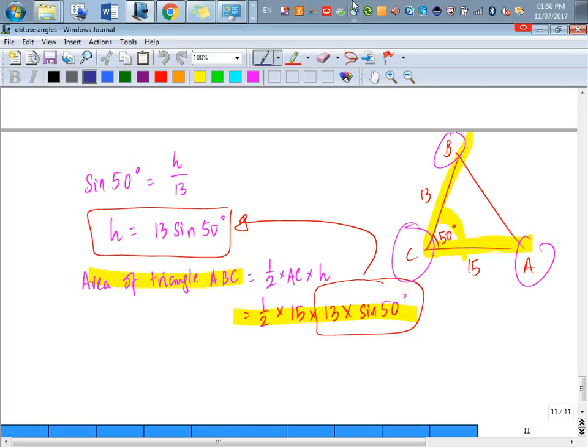This is where we stopped the last time. We saw that for a triangle.